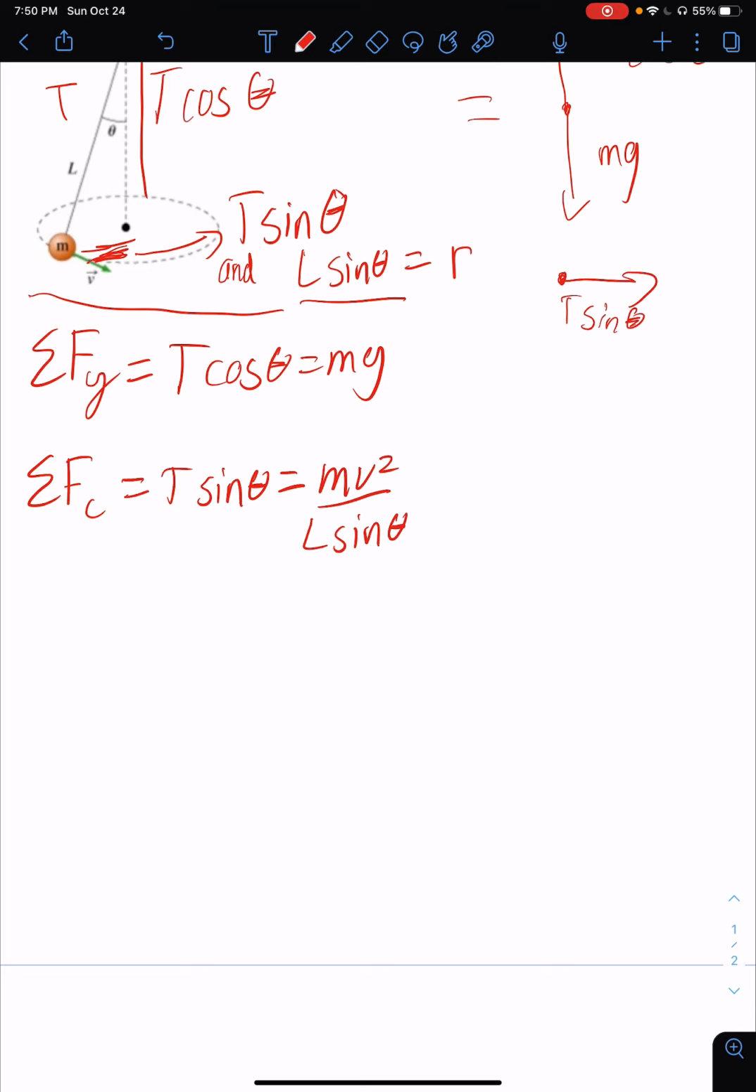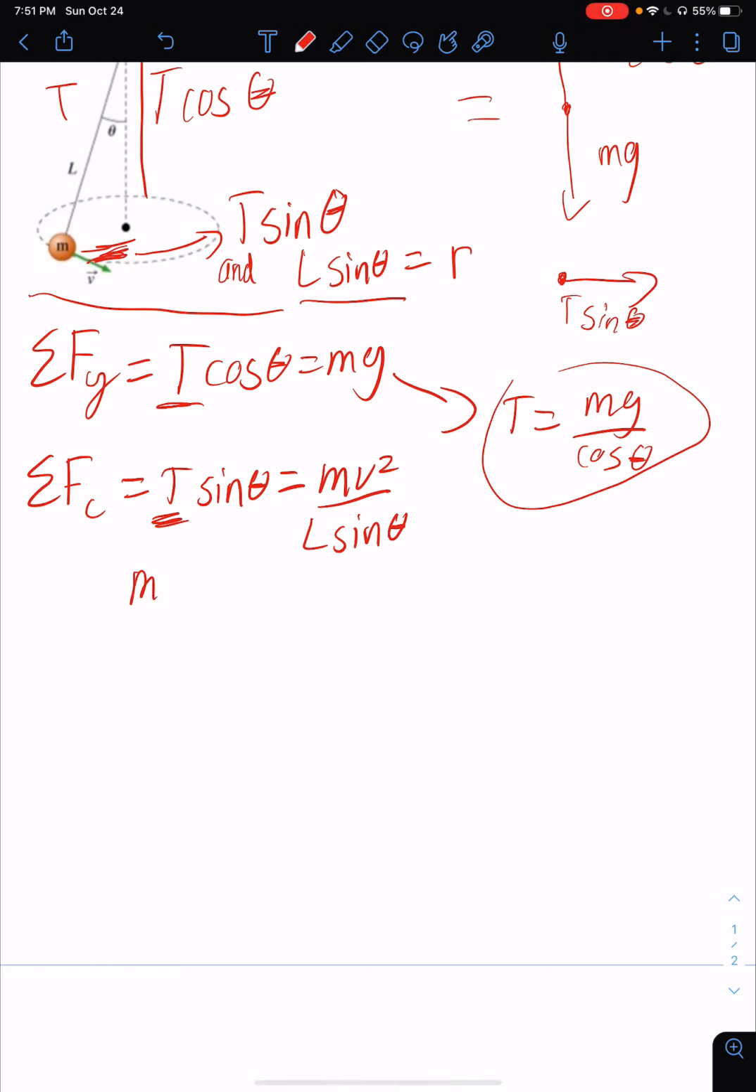Now what we can do is, we are not allowed to express the answer in terms of T. So we need to cancel the tensions out. Now, how do we do that? All right, let's take a look at this equation. All right. This is going to be T is equal to mg over cosine theta. All right. Now we take this and plug it into this statement right here.